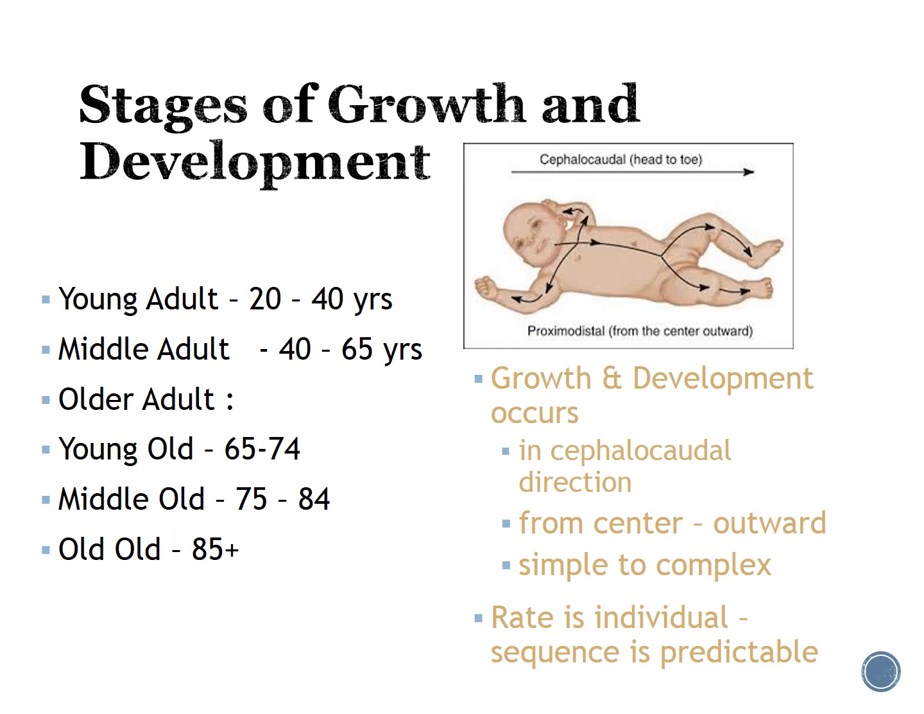You should understand that growth and development occurs in a cephalocaudal direction, from head to toe, from center outward, and from simple to complex. The rate can be individualized from person to person, but the sequence is usually pretty predictable. This happens with young babies when we see them roll over, sit up, stand up, and also be able to walk. These are predictable sequences that we can see in growth and development.